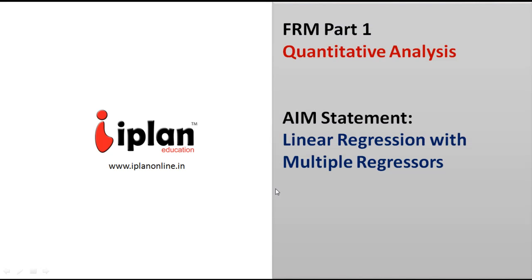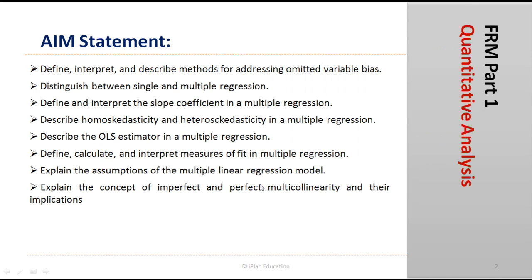FRM Part 1, Quantitative Analysis. Next aim statement is linear regression with multiple regressors. Under this aim statement, we will define, interpret and describe methods for addressing omitted variable bias, which is common in the case of linear regression. Then we distinguish between single and multiple regression.